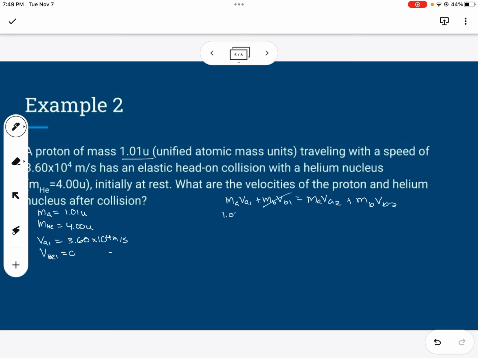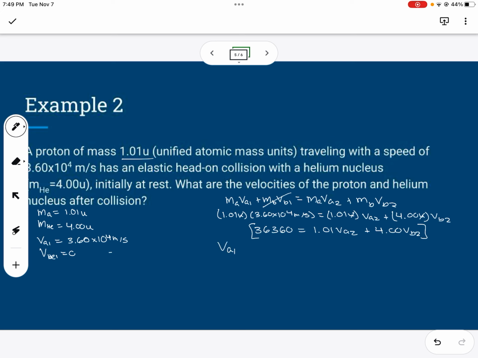So I have 1.01 U times 3.60 times 10 to the 4th meters per second equals 1.01 U VA2 plus 4.00 U VB2. And here you're going to see that U is going to cancel out from every single term, so it doesn't really affect us tons. I'm going to simplify a little bit. Over here, when I multiply, I'm going to get 36360 equals 1.01 VA2 plus 4.00 VB2. That's your first equation. Hang on to that one. We'll get back to her in a second.